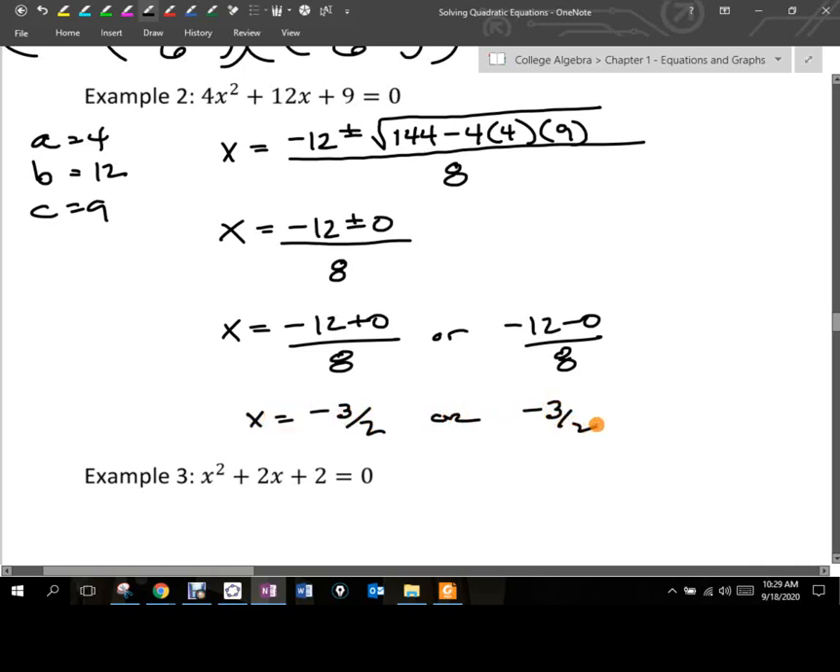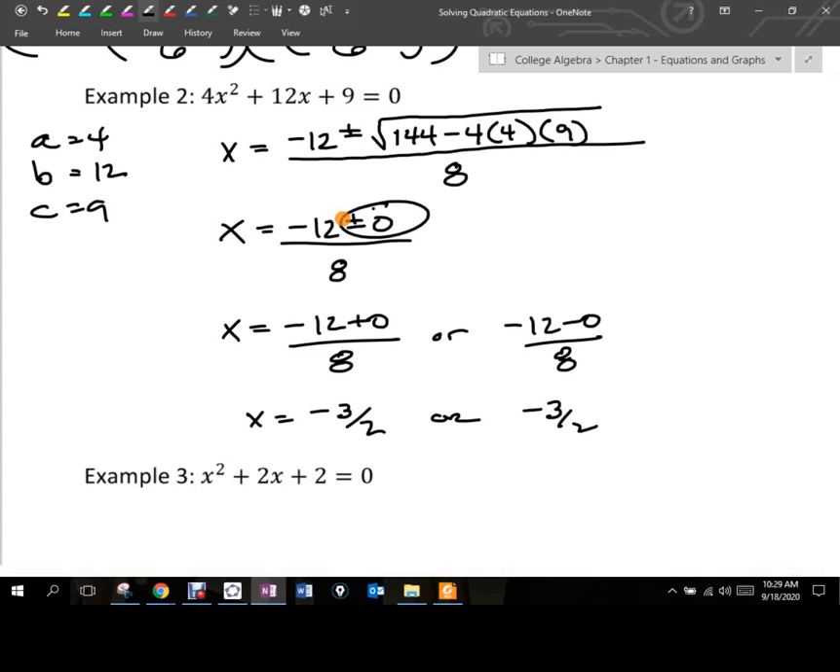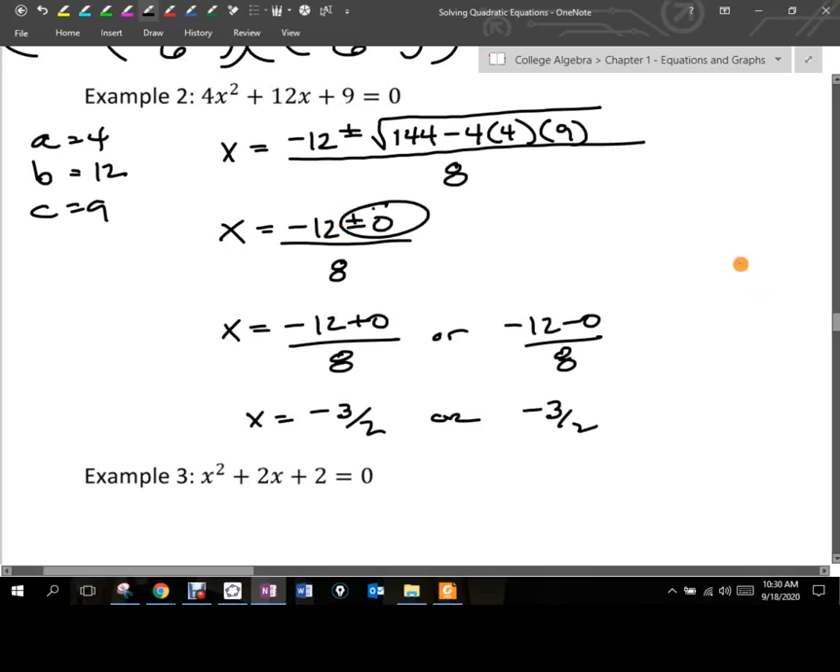Now, generally speaking, most people are going to say, okay, this plus or minus 0, I'm just not even going to write that again. It's negative 12 over 8. And you get one solution, right? And that's fine. But in parabolas, if you get one solution, does anybody remember what one solution looked like graphically? Tangent. So at negative 3/2, my graph is going to just touch the x-axis one time.